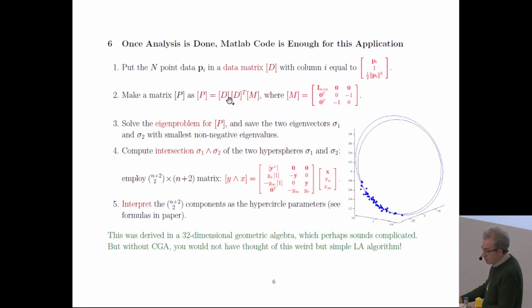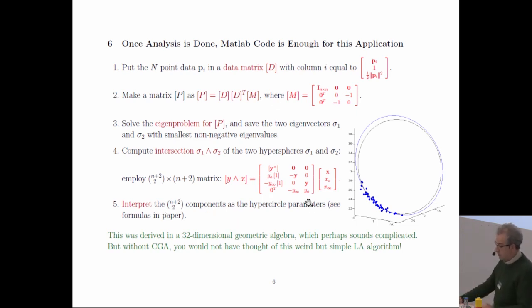So this is where the data goes in, the data matrix goes in this format, and there's a weird matrix M involved. The eigenproblem is now in MATLAB. The intersection can be defined as yet another weird matrix, but at least it's a matrix, so I can implement it in linear algebra and therefore in MATLAB. And then I just have to unpeel the components and see which ones represent the radius of the circle and which the center of the circle.